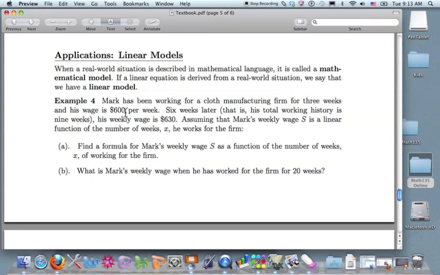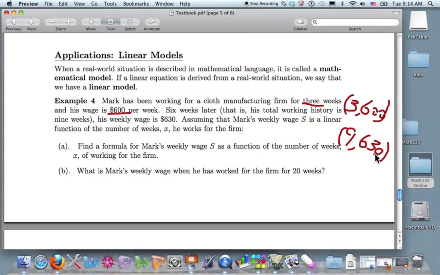So now please notice that here comes 3 weeks and the weekly wage. So the values we are given are 3 for x and 600 for y. And 6 weeks later, which means he has been working for 9 weeks, his salary is $630 per week.